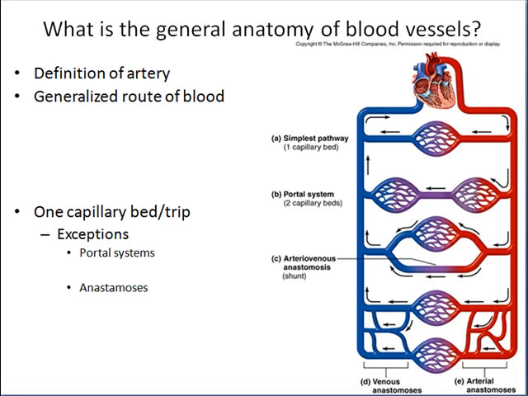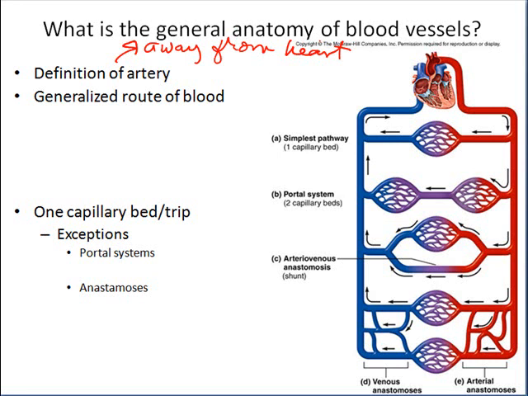The general anatomy of blood vessels is that in the body we have two major types of vessels, actually three. We have what are called arteries, and these are vessels that carry blood away from the heart. We have veins. By definition, those are blood vessels that carry blood toward the heart. And then there are these very, very small blood vessels called capillaries that I'm going to talk about more in just a second.